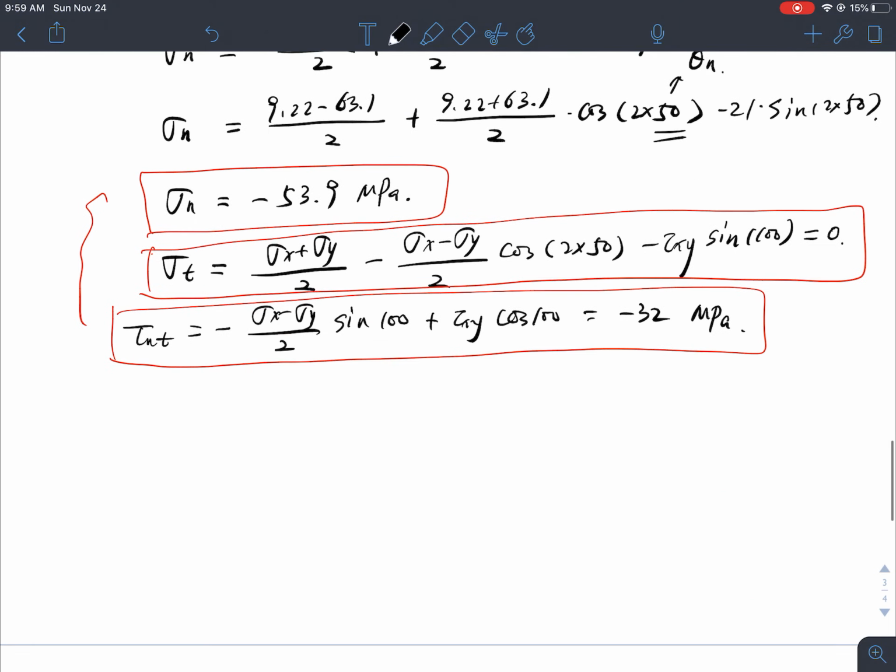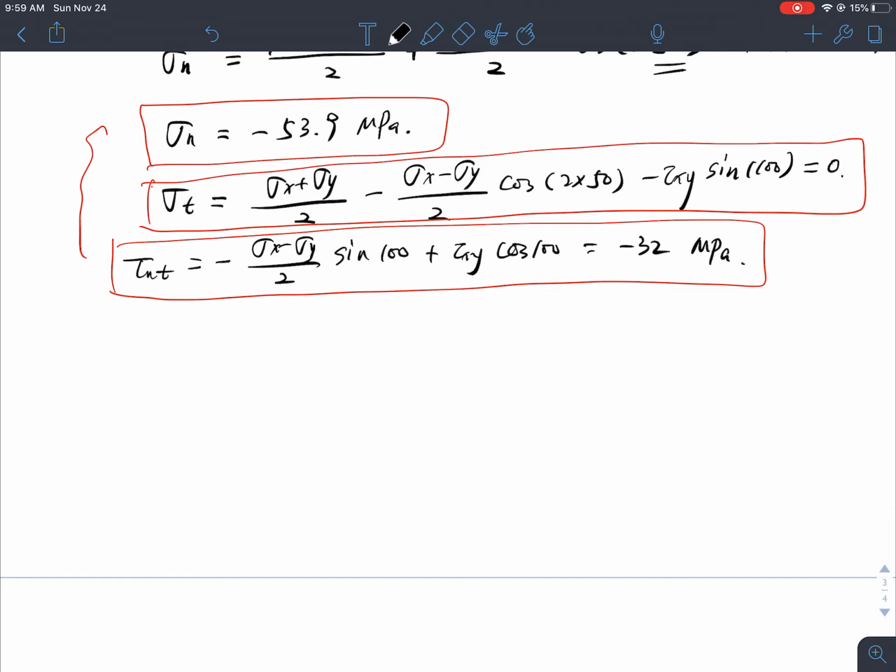Okay, now the question is, all right, Bob, you just solved the stress transformation, right? So far, I haven't felt anything about a pressure vessel. So what does this have to do with a pressure vessel? So this is what we're going to do.